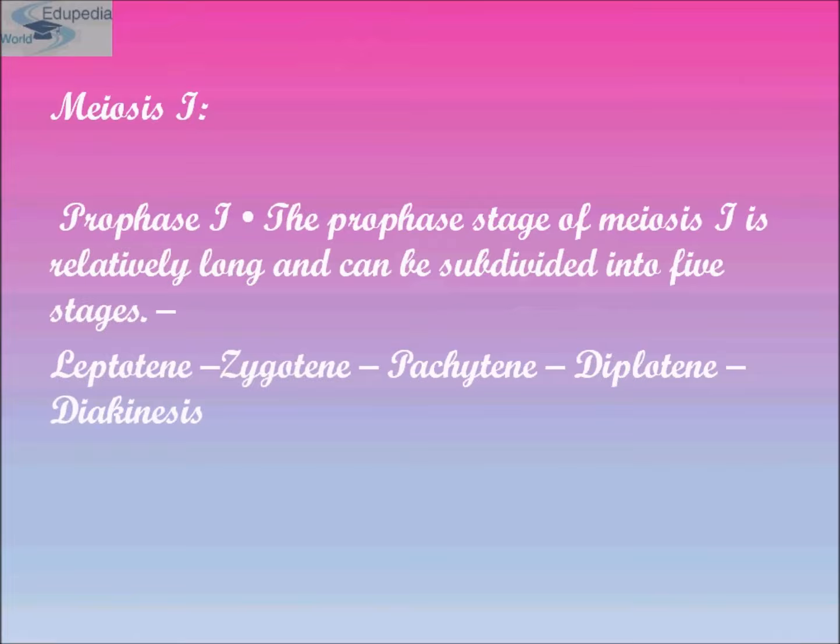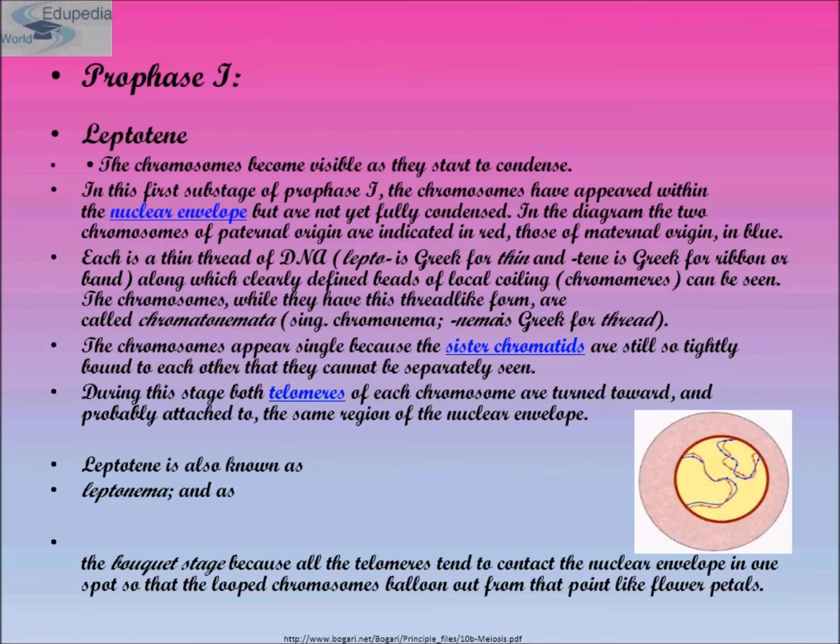Prophase 1. The prophase stage of meiosis 1 is relatively long and can be subdivided into 5 stages: Leptotene, Zygotene, Pachytene, Diplotene and Diakinesis. Now comes the Leptotene. During the Leptotene stage, the chromosomes become gradually visible under the light microscope. The compaction of the chromosomes continues throughout the Leptotene. This is followed by the second stage of Prophase 1 called Zygotene.